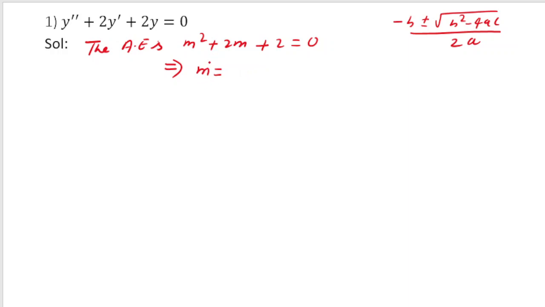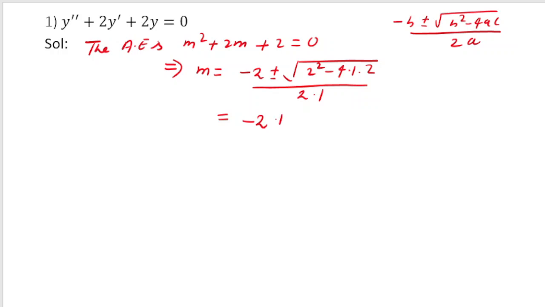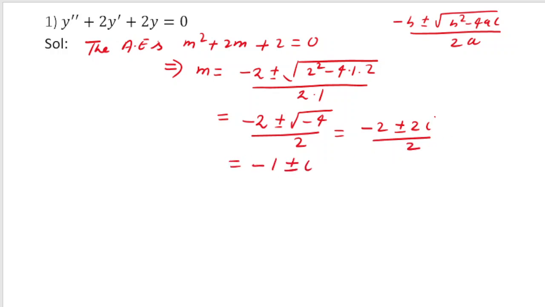So what will be m? m is equal to minus b. What is b here? 2. So minus 2 plus minus under root b square, that is 2 square, minus 4 into 1 into 2, divided by 2 into 1. So what did I get? I get minus 2 plus minus under root 4 minus 8. So 4 minus 8 is minus 4, by 2. So I got minus 2 plus minus 2i by 2. So this is giving me minus 1 plus minus i.